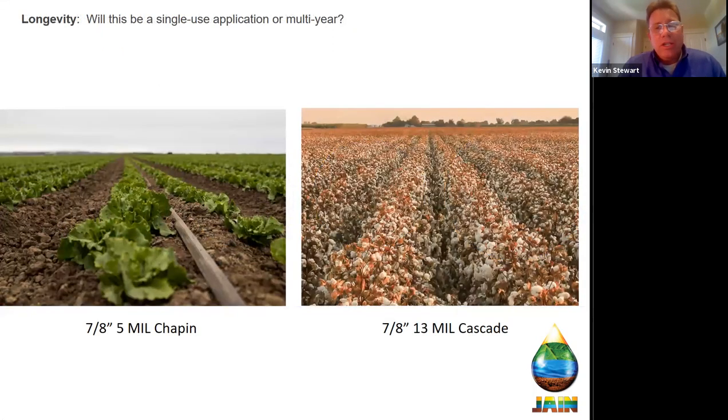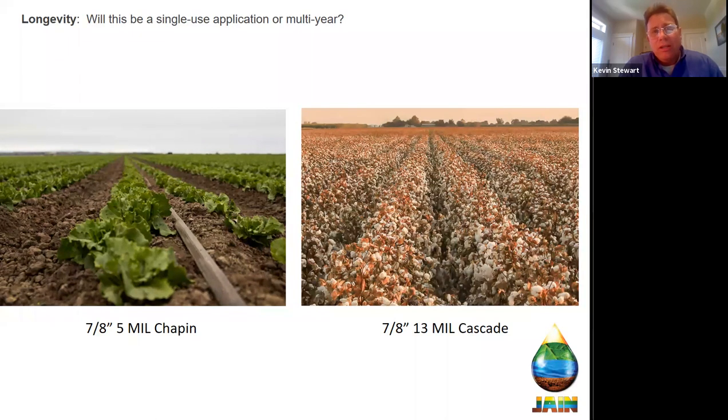I think the next question that you want to ask is really, what's the longevity? Is this going to be just a single use application, or is this going to be an SDI? The photo to the left is a lettuce crop on the coast where we're using a 5 mil Chapin. We're going about 900 feet on this, and it's an 8-inch spacing, medium flow.